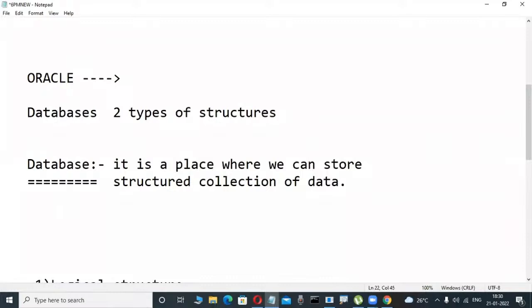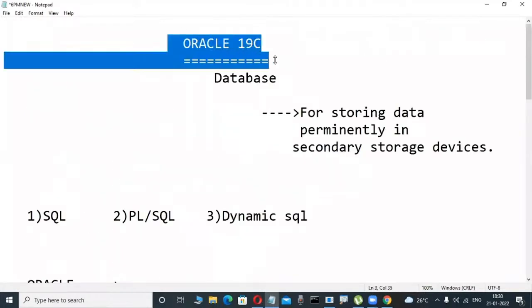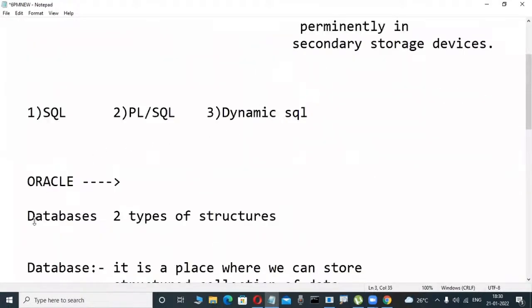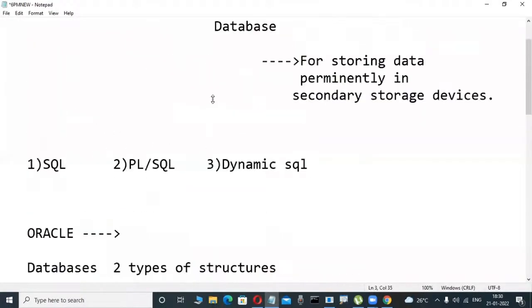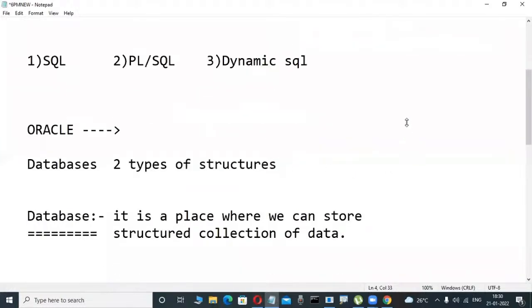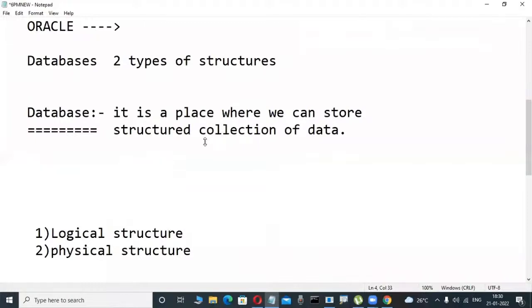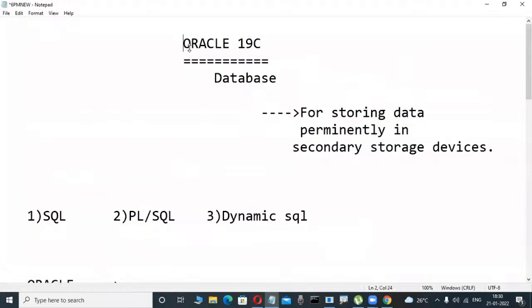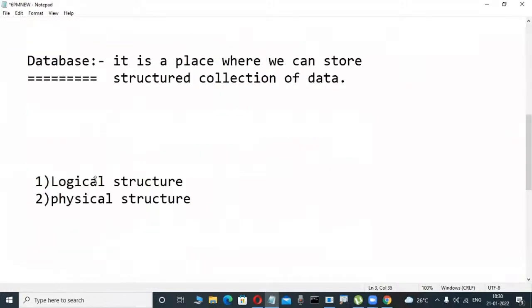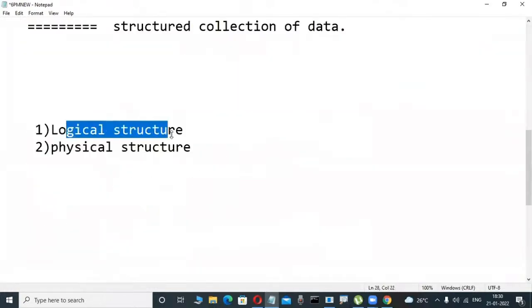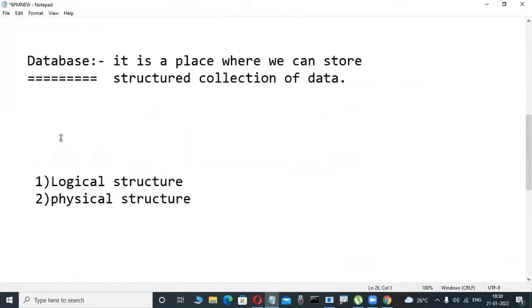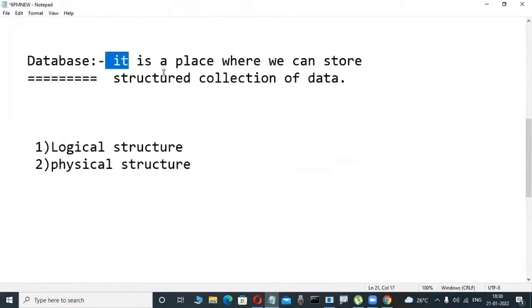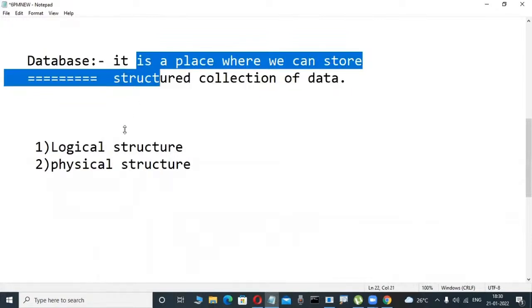Observe here. Whenever we install Oracle or any relational database software, what is the database actually? It is a place. Whenever we install this type of software, some place is automatically reserved on the hard disk, and in that place we can store a structured collection of data. But whenever we install this software, two types of structures are there: one is logical structure, another one is physical structure. This definition I am not explaining today.